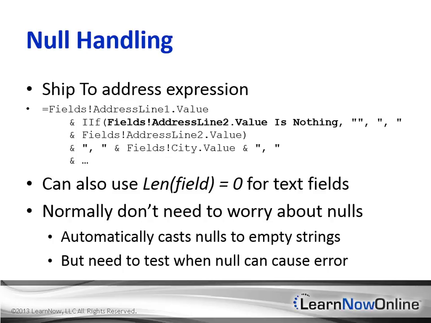It is possible, however, to create an expression that employs a function that will return an error when a null value is encountered. In those kinds of situations, you're going to want to test for a null using IsNothing. For example, the Int function, which you can use to remove the fractional portion of a number, will return an error when you give it a null value. So you need to test if it's Nothing before you pass that value to that function.